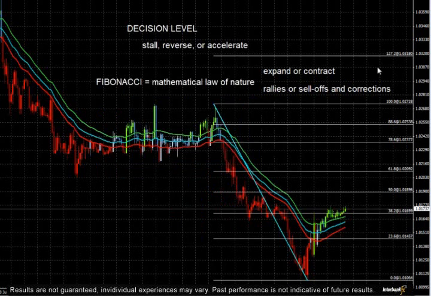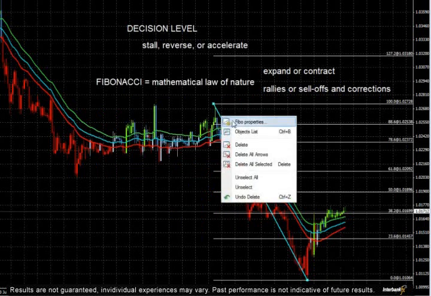Now, you'll notice I have a lot of levels here. So before we get too ahead of ourselves, let's talk about these levels and which ones I use and so forth.